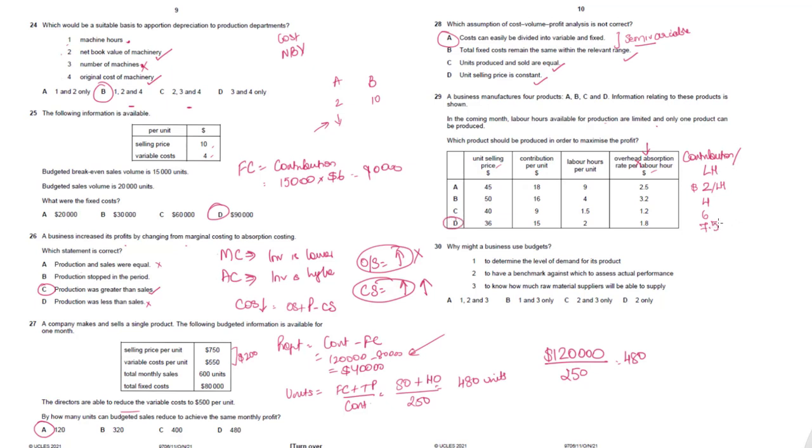Why might a business use budgets to determine the level of demand for its product? Not really. To have a benchmark against which to assess actual performance? Yes, once the budgets are prepared and then the actual performance is there, you can compare and see whether overall the performance has been more than expected or less than expected. To know how much raw material suppliers will be able to supply, not really. Budgeting does not help you determine how much raw material suppliers will be able to supply. You'll have to make assumptions that raw material suppliers will supply this much. So 2 is the correct statement, 30D.